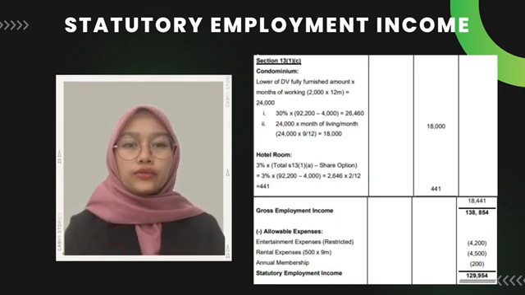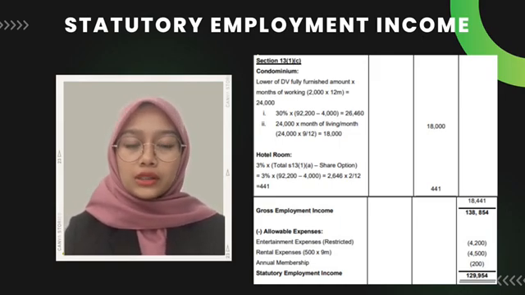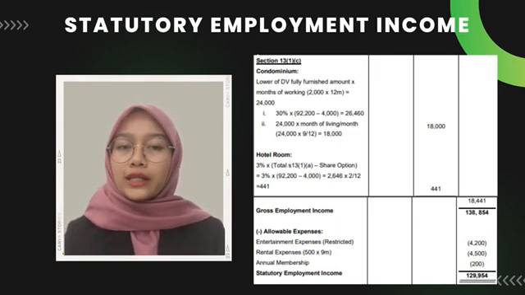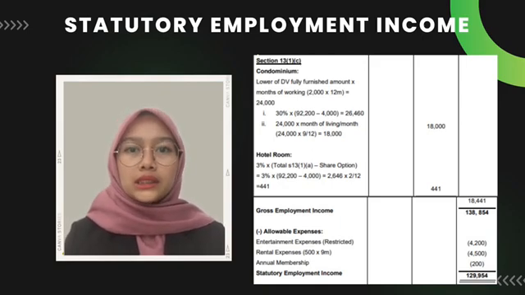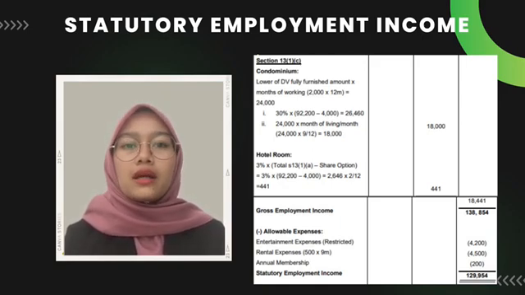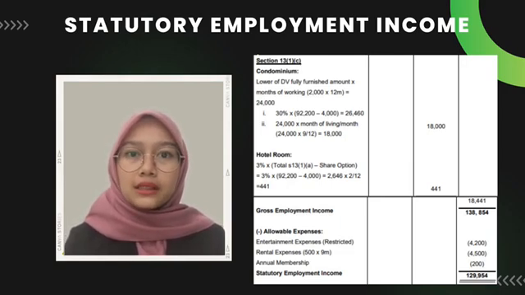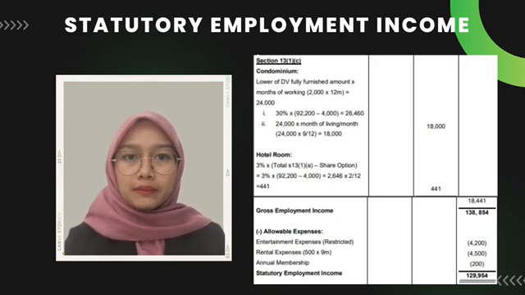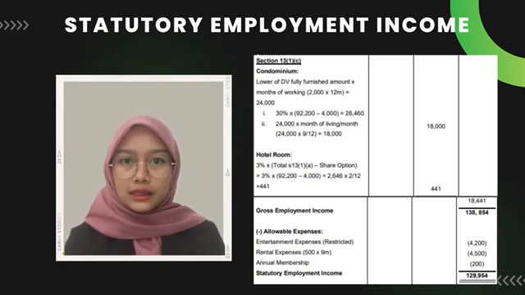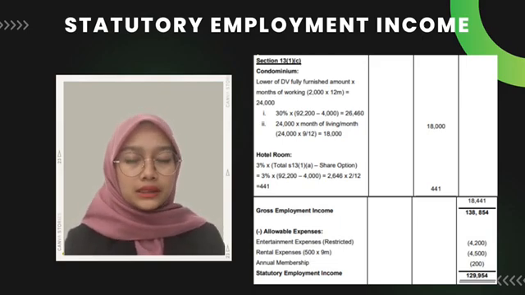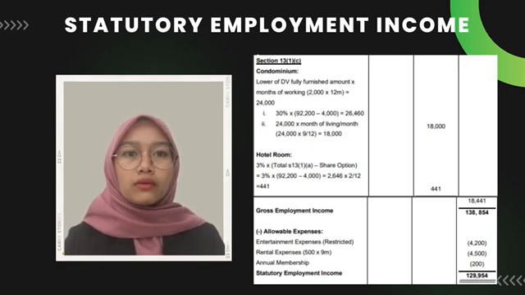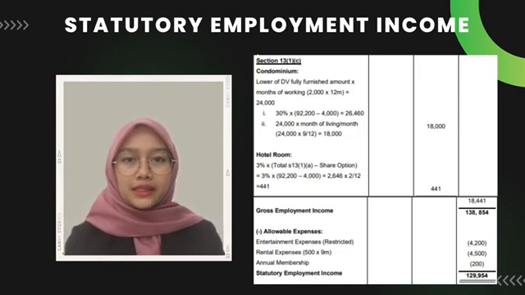18,441 ringgit. So for the gross employment income, we got it from the total of 3 sections, which are section 31A, 31B and C, which is 138,854 ringgit. Next, we will minus allowable expenses such as entertainment expenses of 4,200 ringgit, monthly rental expenses cost 4,500 ringgit, and the last one is annual membership amounting to 200 ringgit. Then we will get the statutory employment income, which is 129,954 ringgit. That's all from me. Thank you.